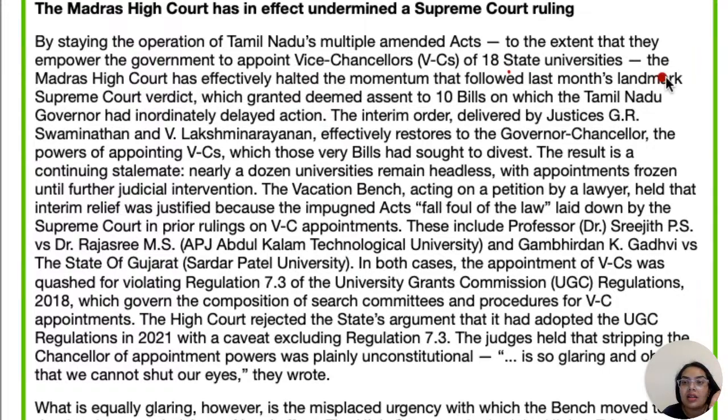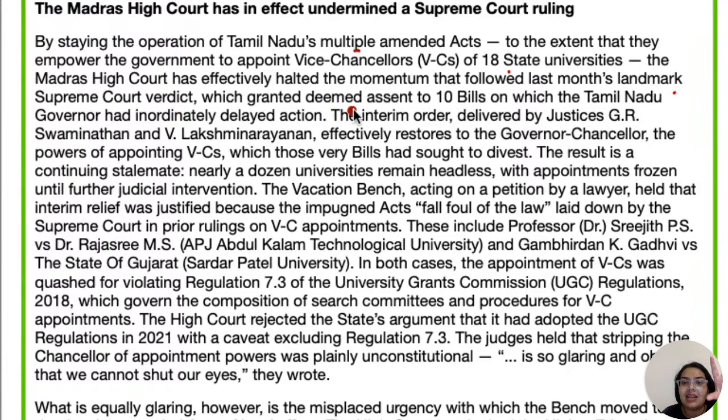So the Madras High Court has effectively halted the momentum that followed last month's landmark Supreme Court verdict. So there was some Supreme Court verdict. Now there was a stay that was put on the operation of Tamil Nadu's multiple amended acts, and it went to the extent that they empower the government to the point where the government can appoint VCs of 18 state universities. The court has effectively halted the momentum. Now, momentum went down. It was paused.